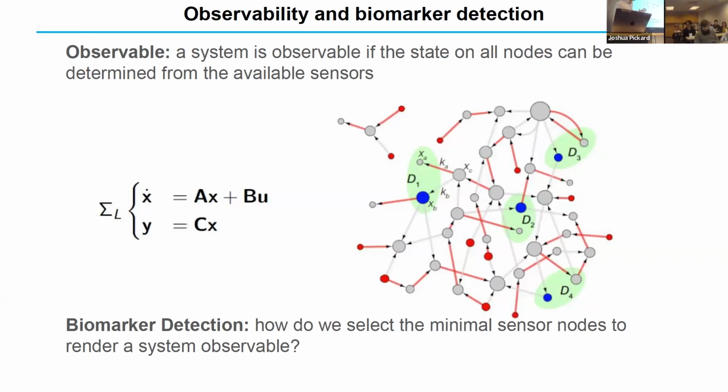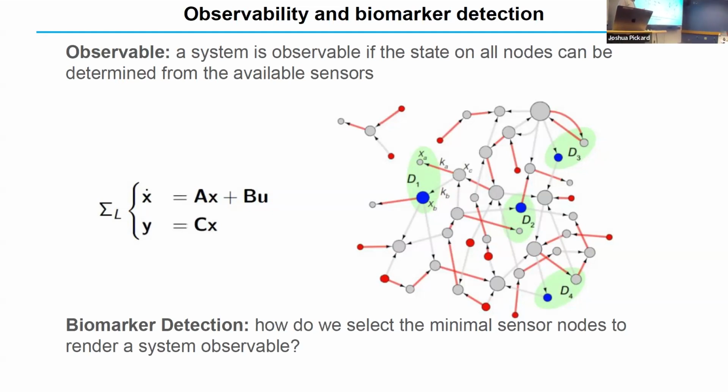So we say, similarly, the system is observable if the states of all nodes in the hypergraph can be uniquely determined from the sensor nodes we have. So if we have n variables, we're only able to measure m of them over time. What we want to be able to do is pick the best m variables that are going to allow us to estimate the state of all other n variables.